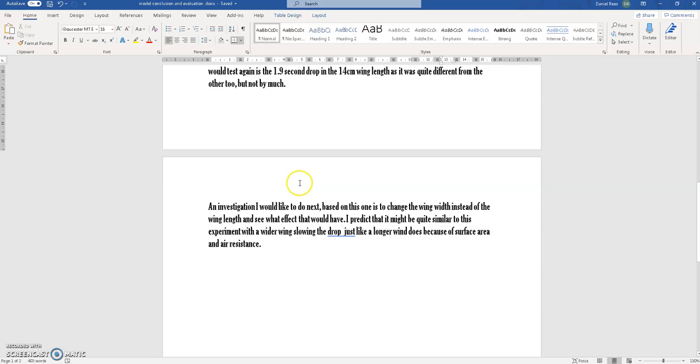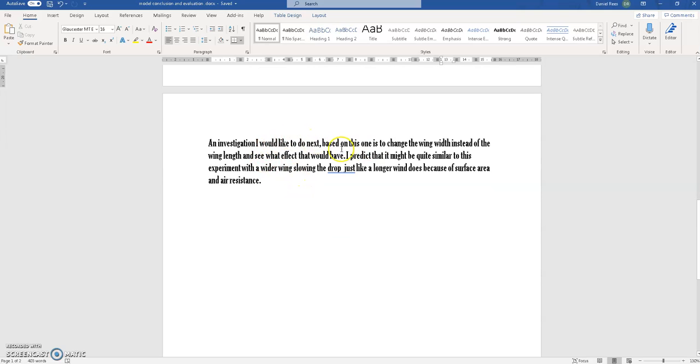So for me, the investigation I would like to do next, based on the one we've just done, is maybe change the wing width instead of the wing length. And then in that way, I'd maybe see if that has an effect. And if I did that test, my prediction would probably be quite similar to this one. I'd probably say that if it's a wider wing length, the wider wing length would slow the drop, just like the longer wing does, because of surface area and air resistance.